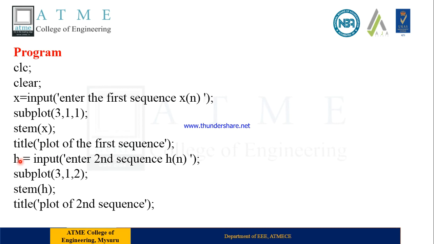Similarly, the impulse response is given by h. Again, for the second sample 1, 2, 3, we give the values over here, in the form of a discrete representation. When I write 3, 1, 2, that is the second representation, because we have already taken 3, 1, 1, so it will appear in the second row. Next, plot of second is the title that we indicate for our second sample.